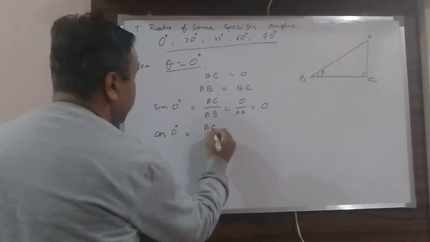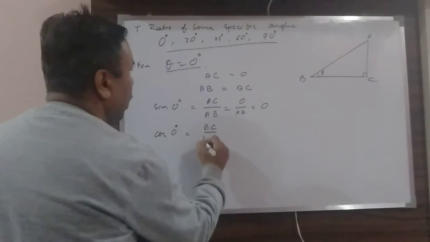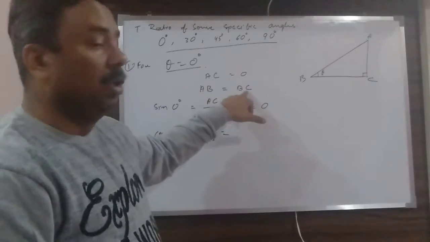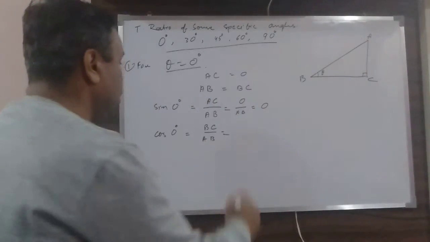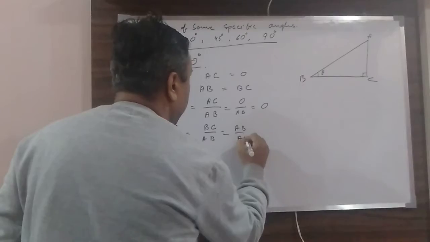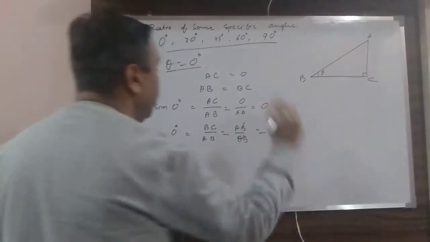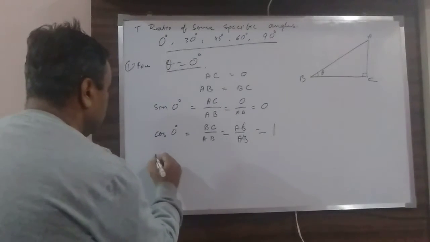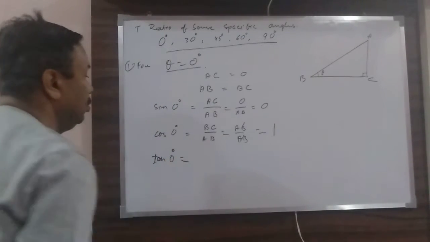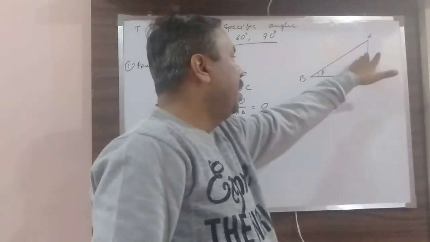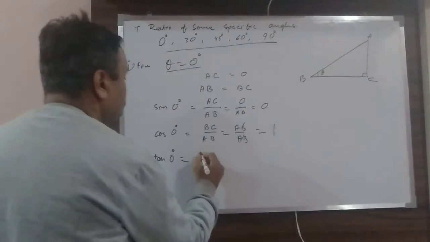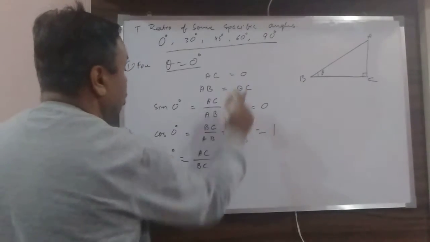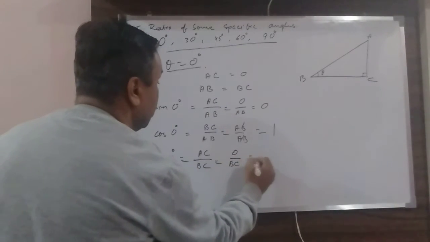So BC over AB, but both BC and AB are equal. So it will be AB over AB, they will get cancelled, answer will be 1. Now, what is tan 0? This will be opposite by adjacent, so AC over BC, but AC is equal to 0, so it is 0 over BC, so it is equal to 0.